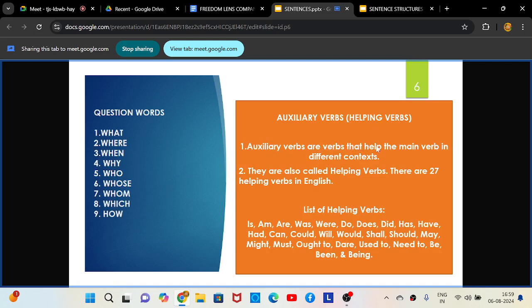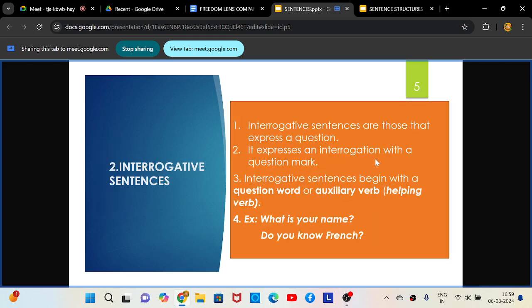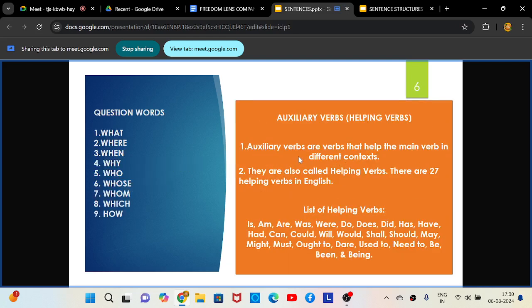So now we have an explanation for what is meant by auxiliary verbs. Auxiliary verbs are verbs that help the main verb in different situations. Auxiliary verbs are verbs that help the main verb in different contexts. So they are also called helping verbs, and there are 27 helping verbs in English. So these are the list of helping verbs.